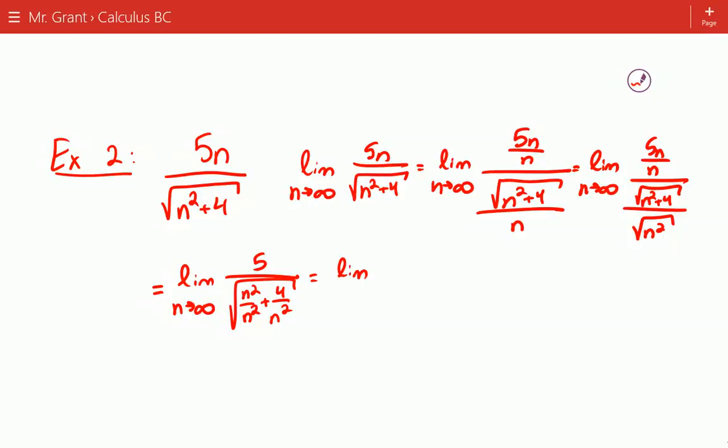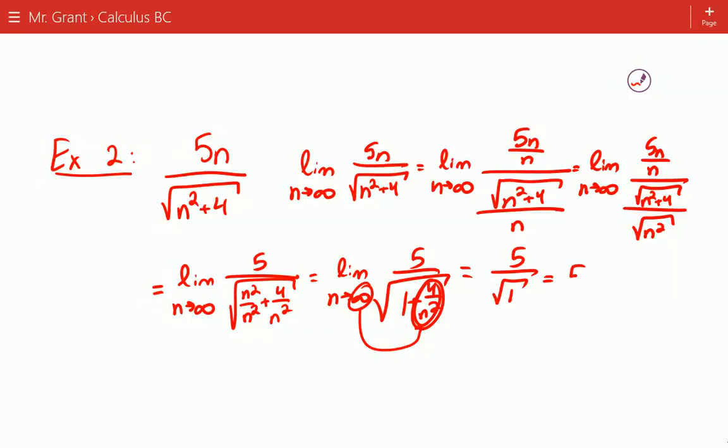Simplifying further, the limit as n gets infinitely large of 5 over the square root of 1 plus 4 over n squared. Now we can substitute that infinitely large number in and we'll see that this entire term goes to 0. So we really just end up with 5 over the square root of 1, which is 5. So this is another sequence that also converges to 5.